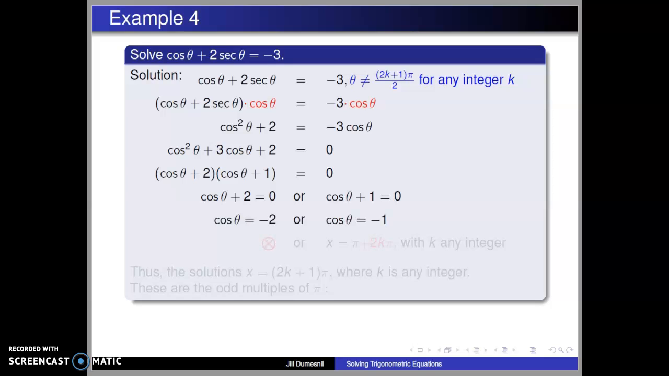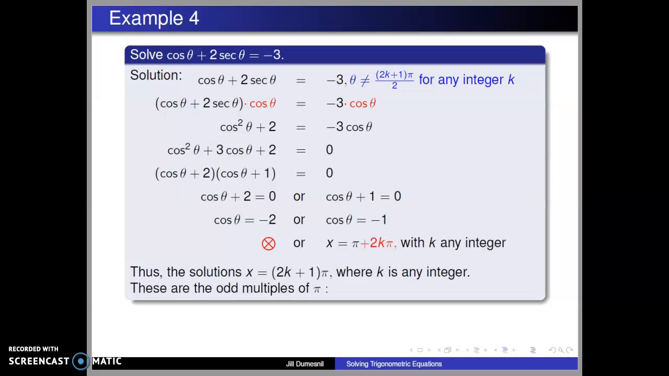And we get that either cosine theta is negative 2 or cosine theta is negative 1. The first is impossible, and the second occurs when theta equals pi plus integer multiples of 2 pi. We can factor out pi, and the solution consists of all odd multiples of pi.